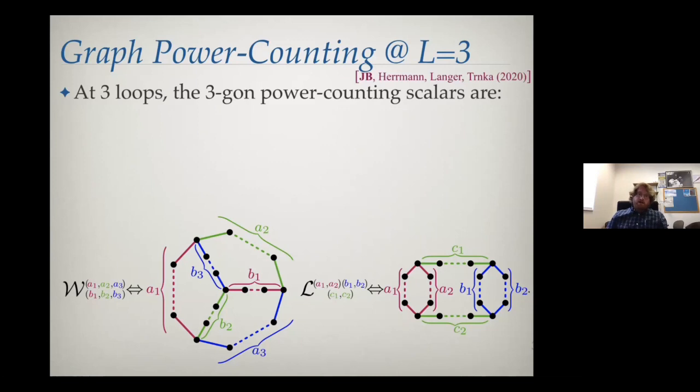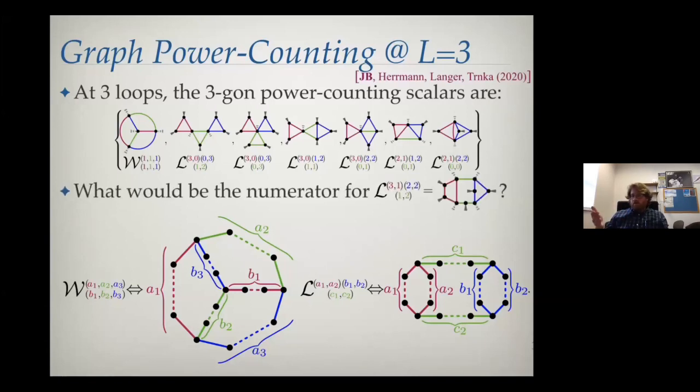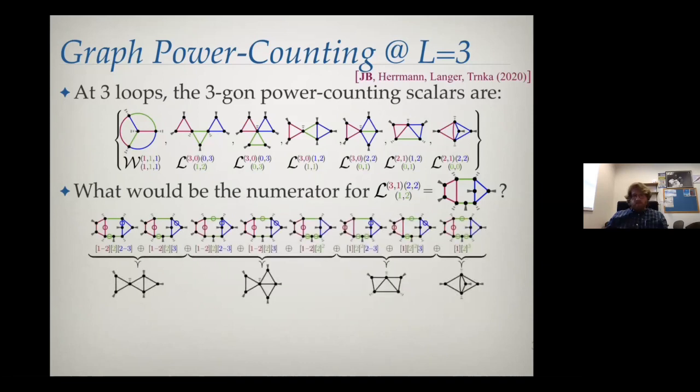And so the 3-gon power counting scalars at 3 loops is now a longer list of things. And in terms of this notation, how we labeled the graphs, this is what they would look like. And so we can construct, for example, what is a numerator of this graph, this particular ladder graph? Well, again, it's just the sum of all the vector spaces. The notation changed slightly from the slide. What I draw as a circle with an empty circle here was filled in with white on the previous slides, but it means the same thing.